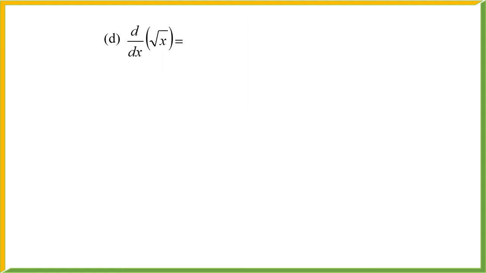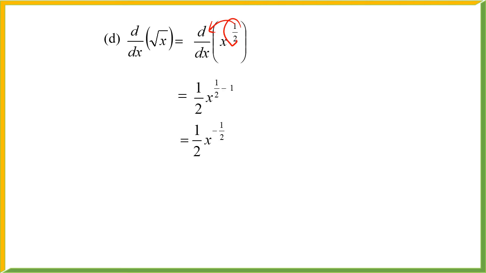And question D, d/dx of the square root of x. The square root of x can be written as x to the power of 1 over 2. So to differentiate this one, we bring the 1 over 2 to the front as the coefficient of x, and then the power will be 1 over 2 minus 1, which is equal to negative 1 over 2.